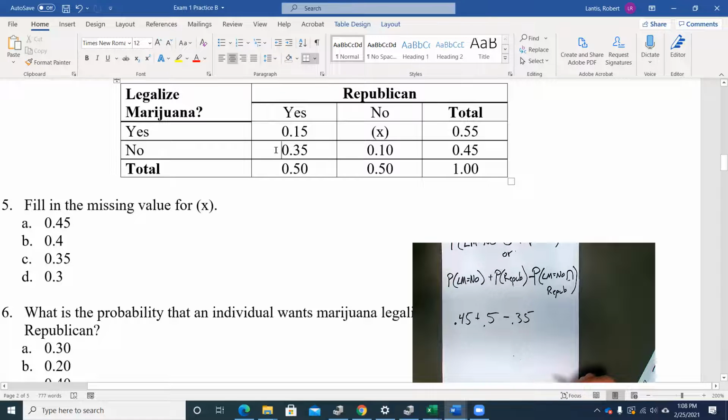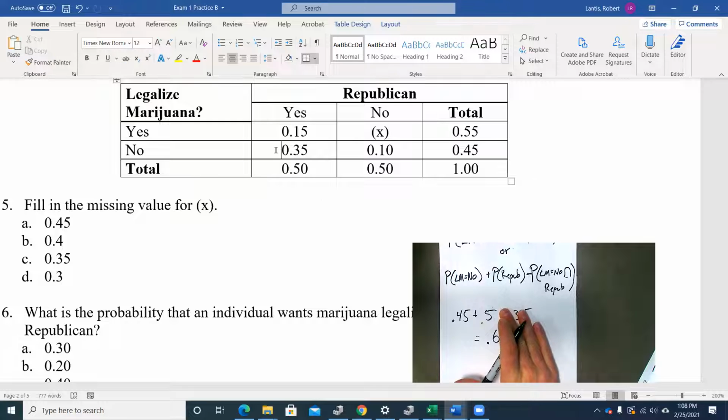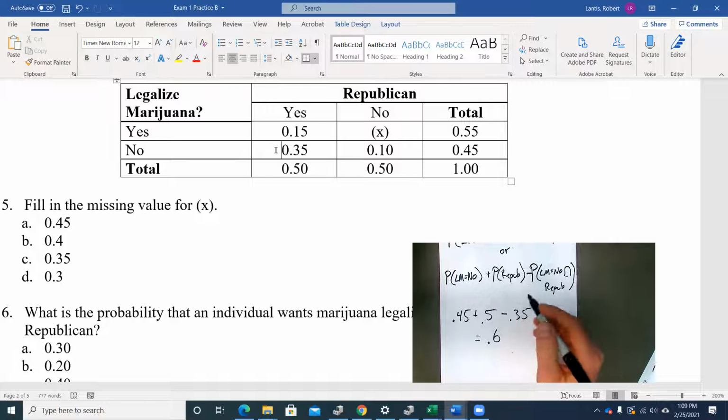Okay. From there, it's just some simple math, right? We get 0.95 minus 0.35, so this should be 0.6. If you forgot to subtract the intersection here, we would have had 0.95. Or if I forgot and accidentally added this, I would have ended up with 1.3. But why would I know I made a mistake if I found 1.3? It's probability. It has to be between 0 and 1.